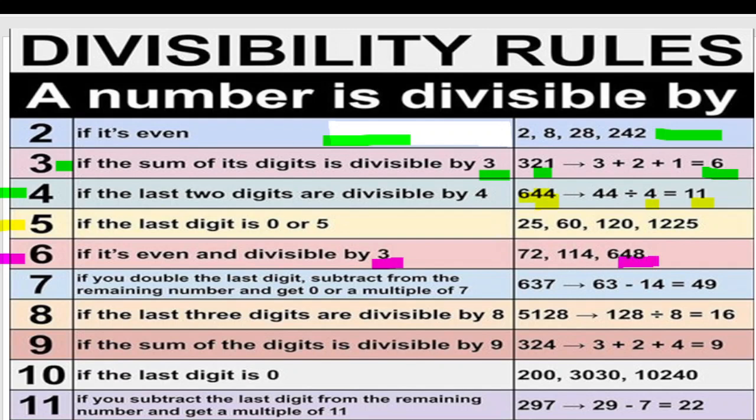A number is divisible by 7 if you double the last digit, subtract from the remaining number and get 0 or a multiple of 7, like 637. So 63, and we will double 7, so 63 minus 14 is equal to 49.